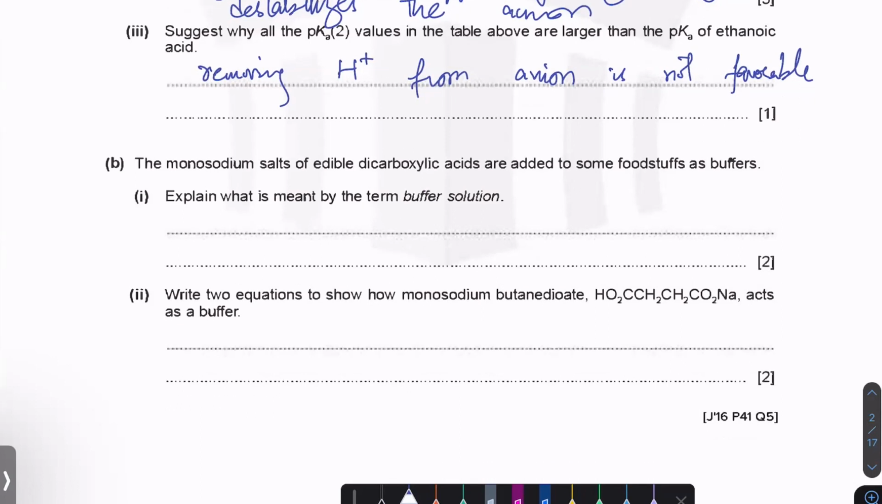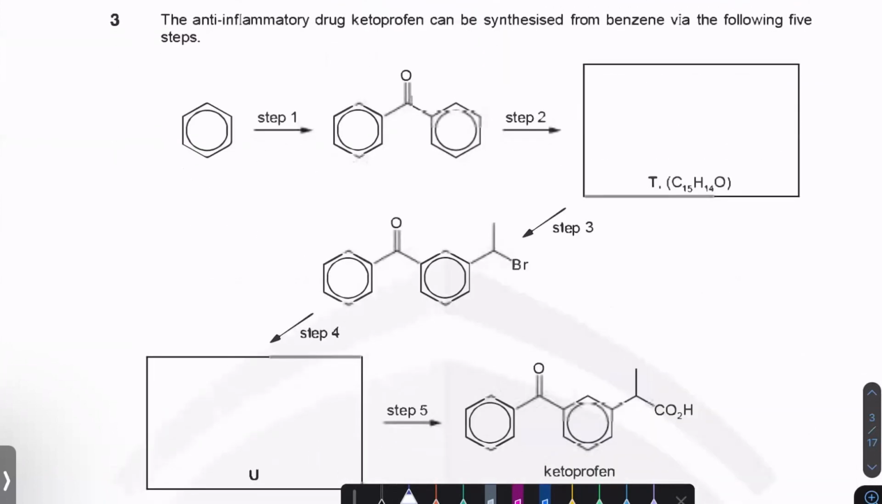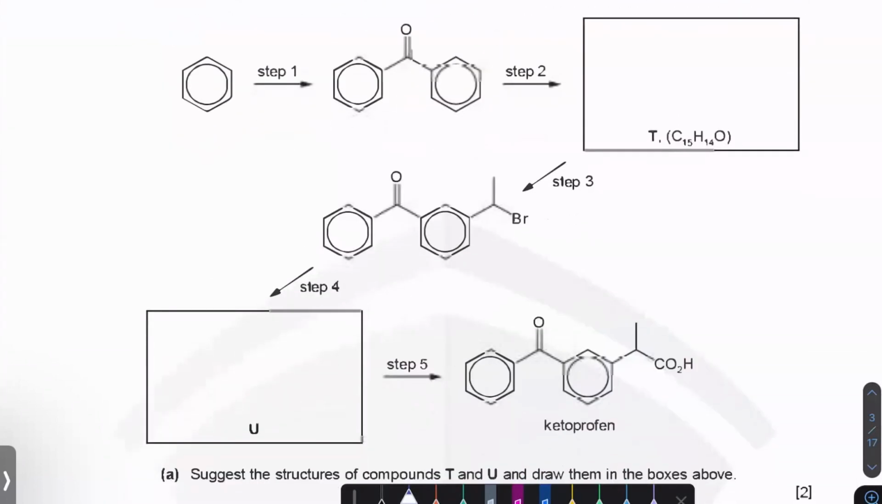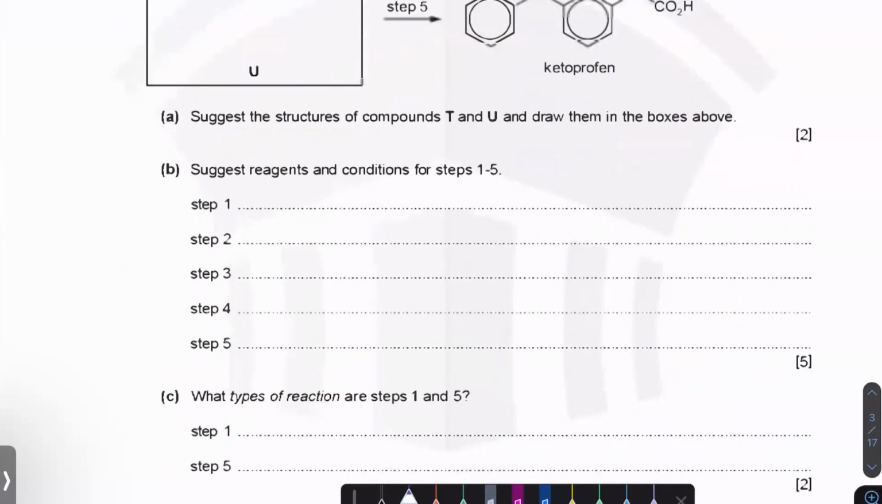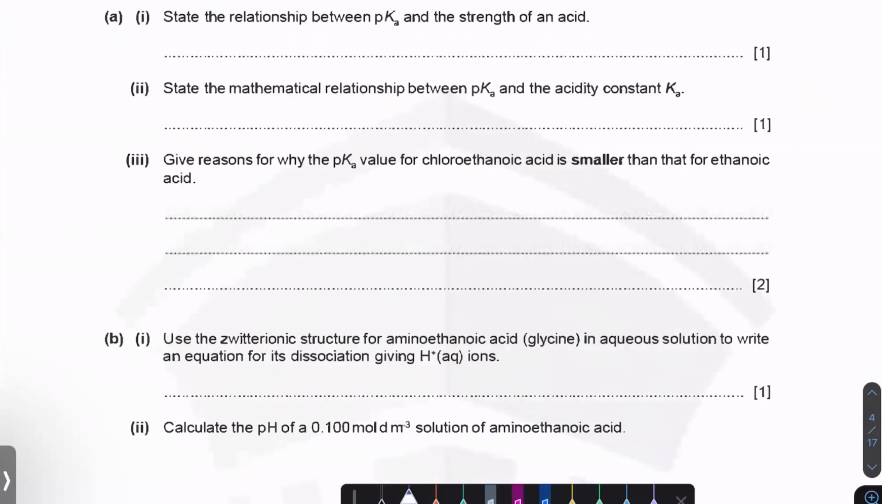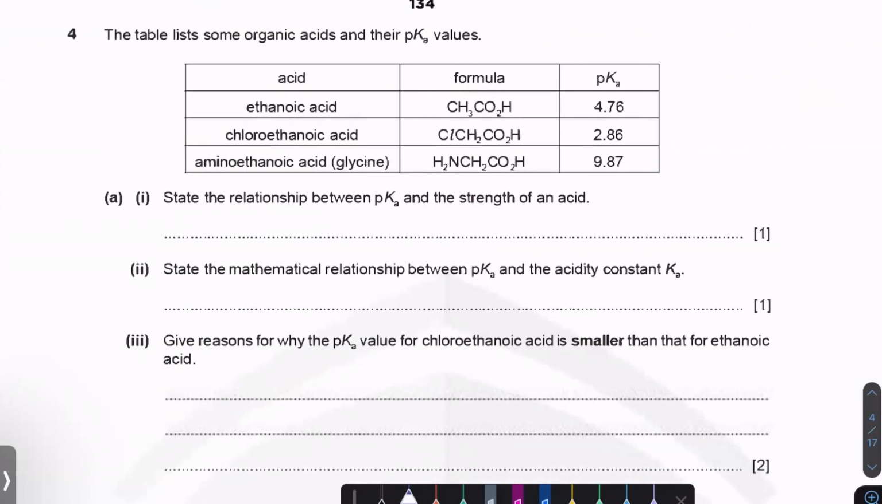This question we will skip it. Let's look at this. ये हम कर चुके हैं पहले. This one we have seen. The second one we have seen.